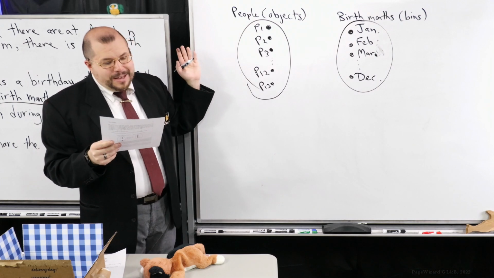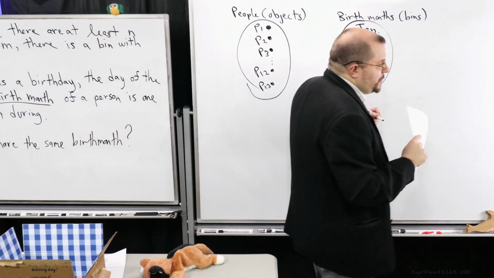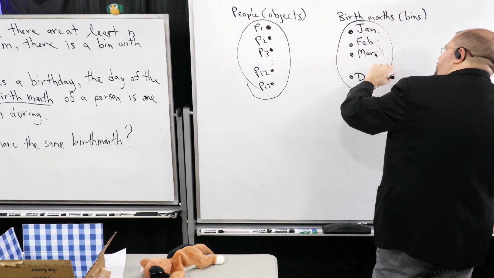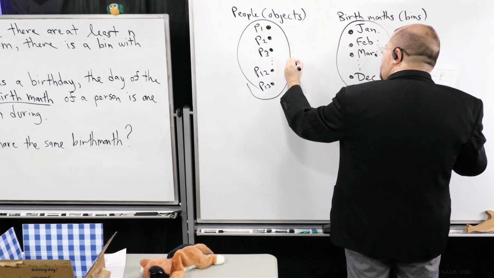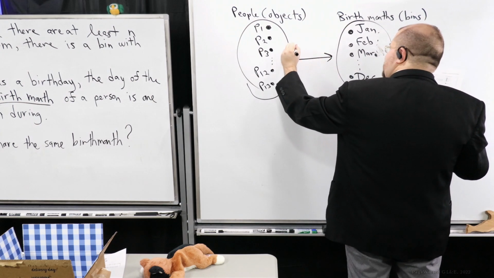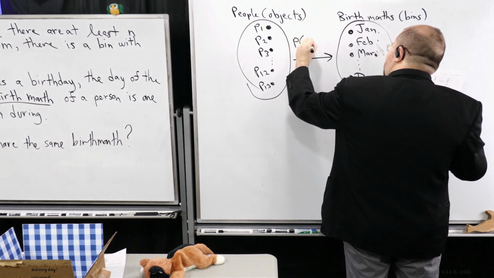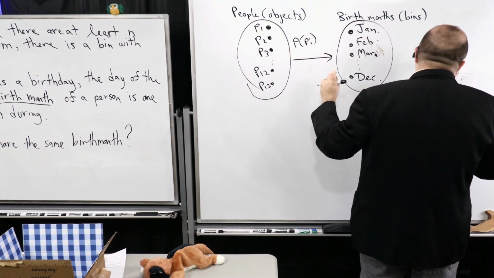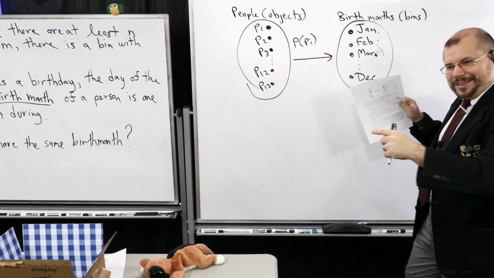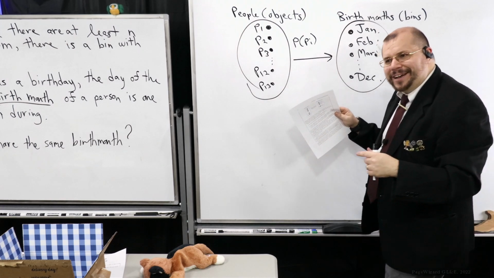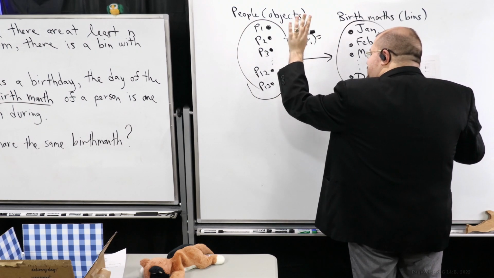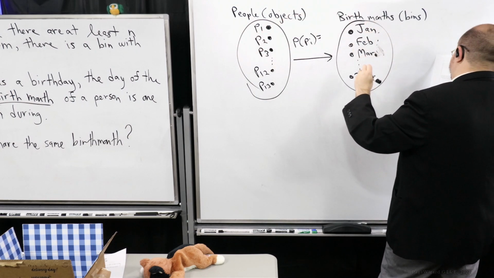So let's describe how that might play out. Each person is going to be associated with a birth month. More formally, I could describe this as a function if I wanted to. I'm going to call the function capital P. It's going to take in a person as input. Don't think about the machine picture, it gets a little graphic. Let's just imagine that we know each person has a birth month. Okay.